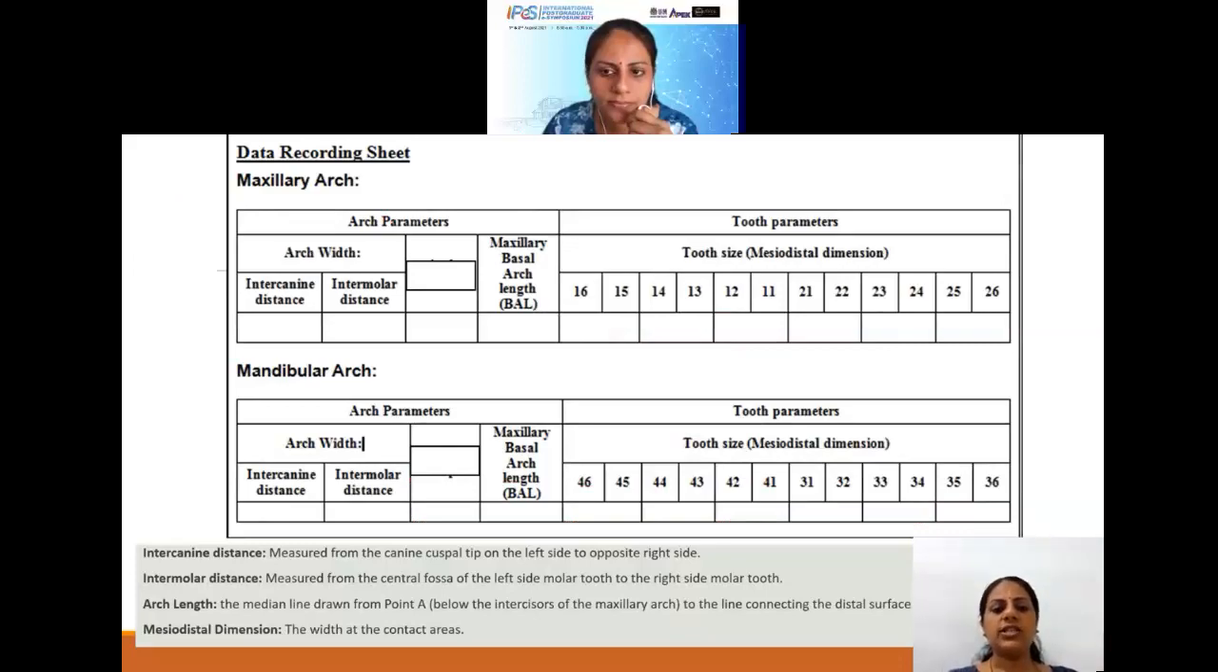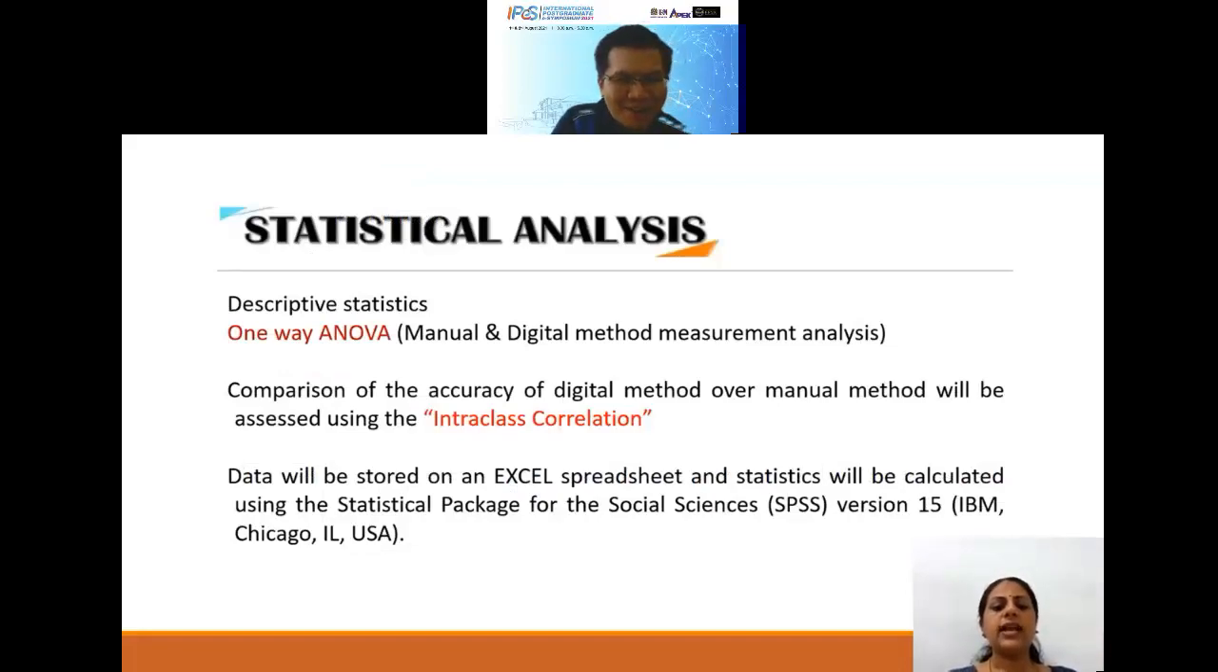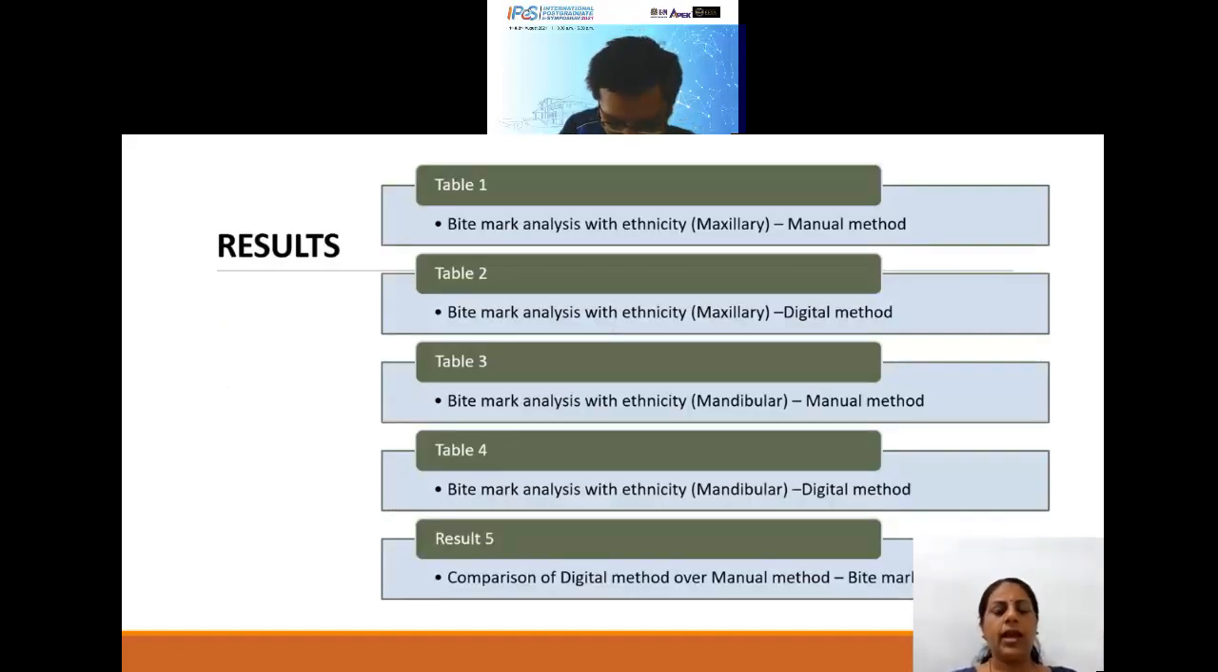The same pro forma sheet has been used even for the digital method, wherein we have noted the intercanine distance, intermolar distance, basal arch width and individual tooth measurements of the maxillary, that is the upper arch, and lower arch. Statistical analysis of one-way ANOVA and intraclass correlation has been performed on all the data stored in the Excel spreadsheet using the SPSS software.